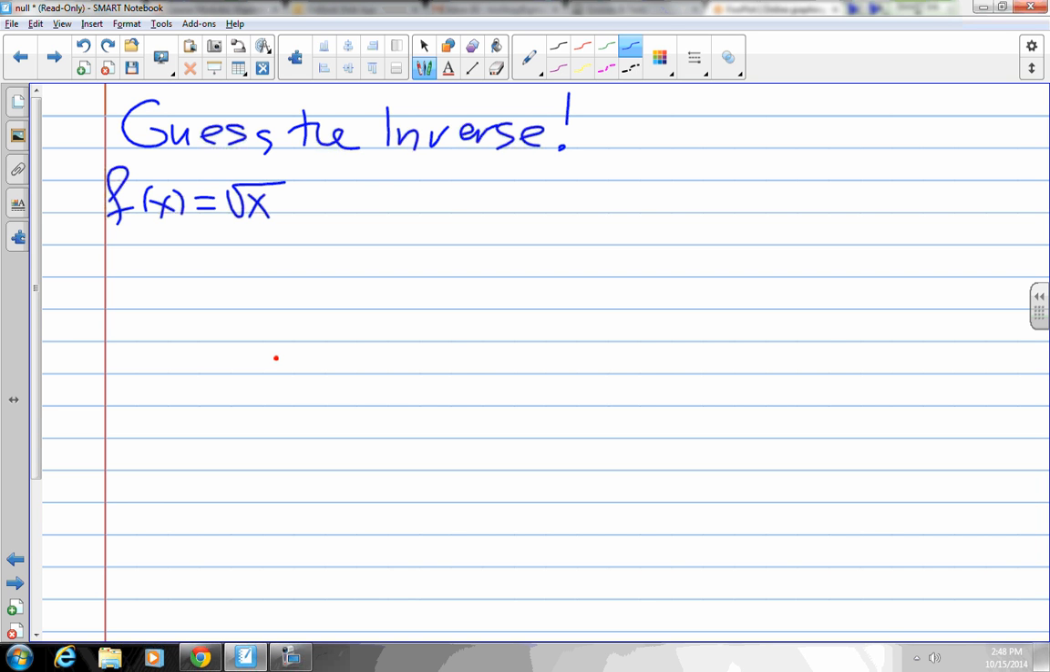Is this a one-to-one function? Think about the graph of the square root. What is the graph of the square root function? Like that? That's the square root of x. Is that going to pass the horizontal line test? Yes, so it is one-to-one. Therefore, it has an inverse. Guess: what do you think that inverse is?